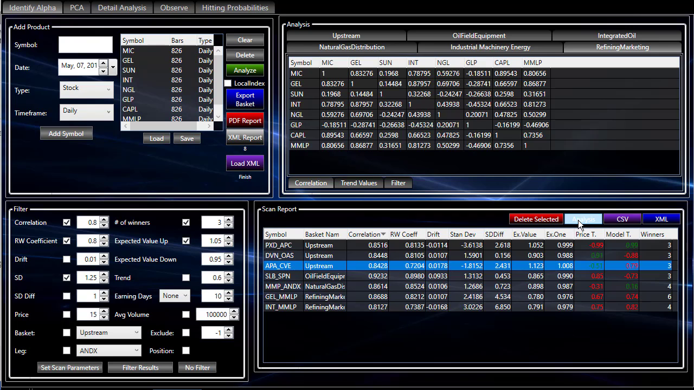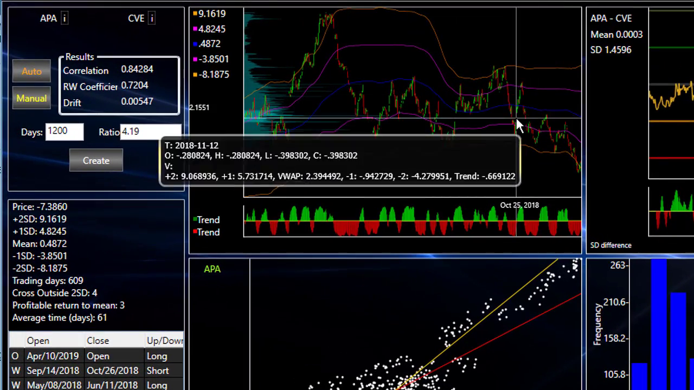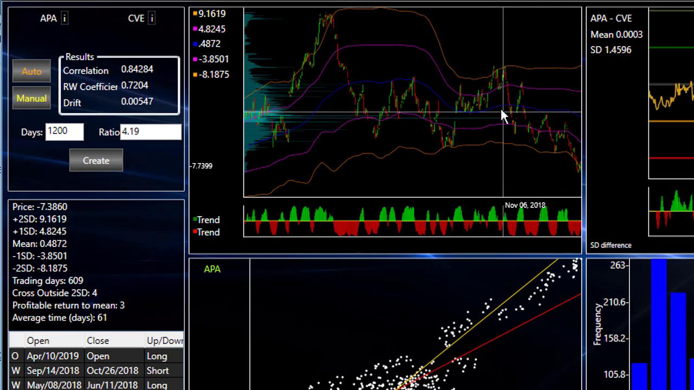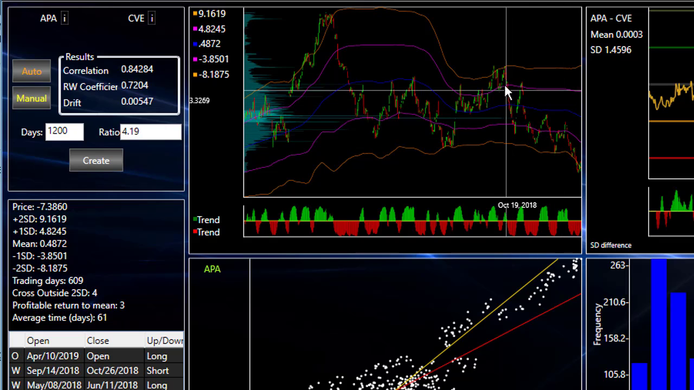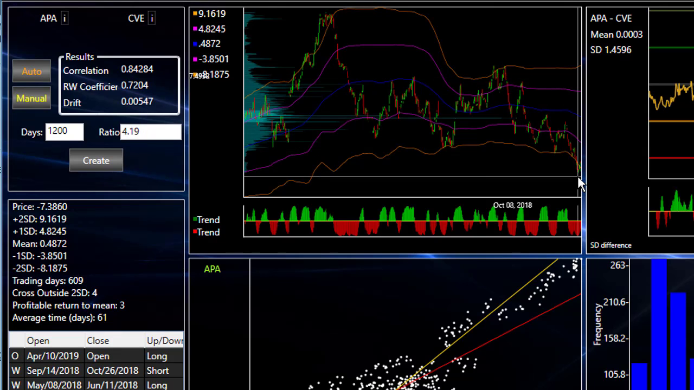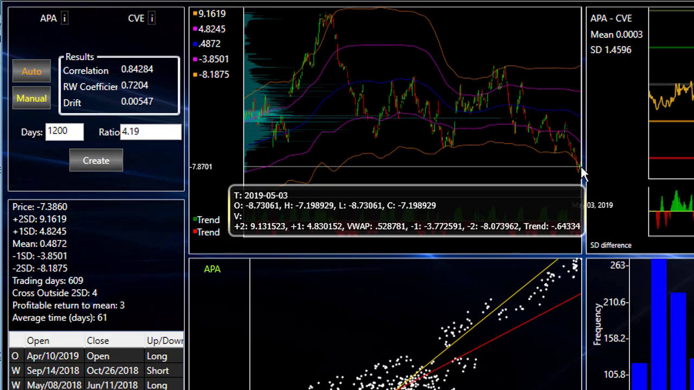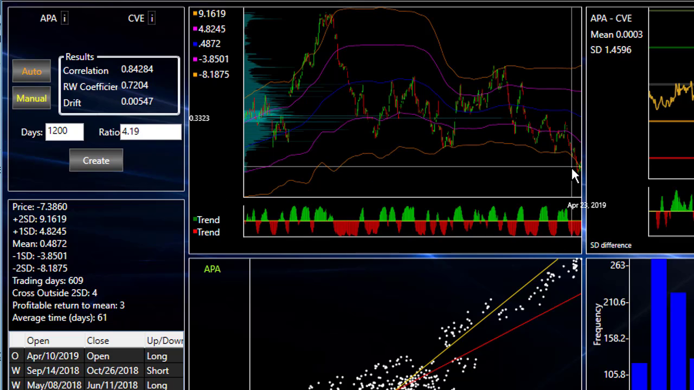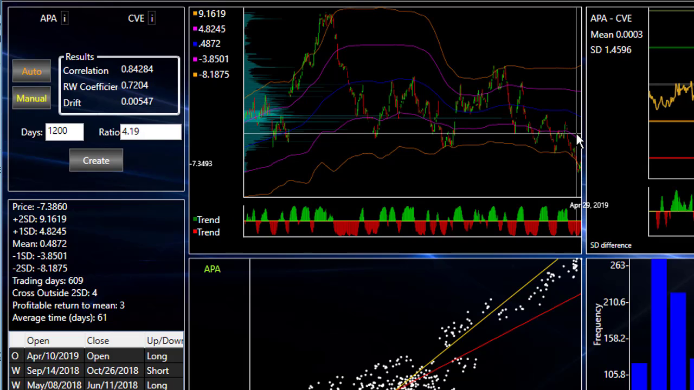APA versus CVE. It is in the upstream basket. So a nice picture here. Now it still has a nice motion, although the motion includes a downward trend over the past, say, a little over, not even quite a year, let's say 6 months or so. And it's gone down below the second standard deviation, but it started to have a little move back up here. So I don't think we would target all the way back to the mean, of course, from this picture, but somewhere in this area looks pretty reasonable.